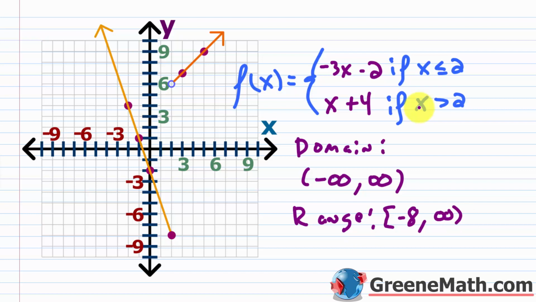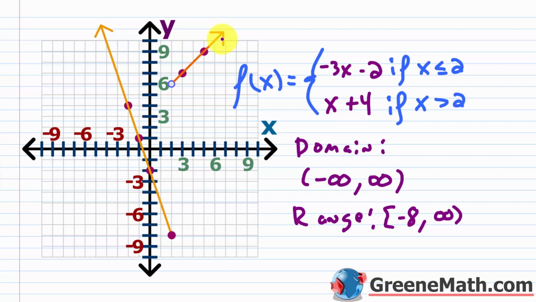And looking at the equations here, this should make a little bit of sense. So we know that if x is greater than 2, we use this one, so x plus 4. I can't plug in a 2, but if I did, I would get 6 here. And then anything larger than 2 would give me a larger result, so this one is going up.